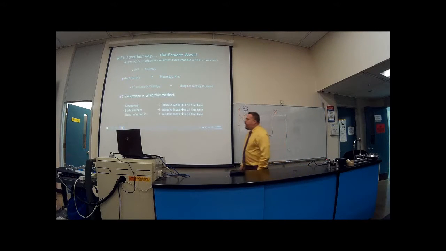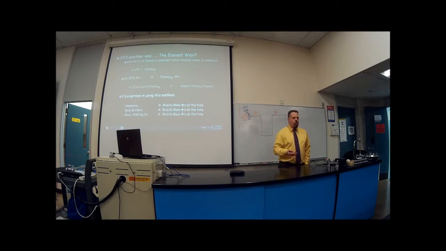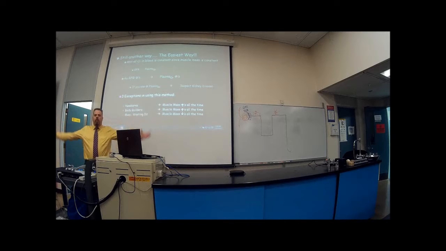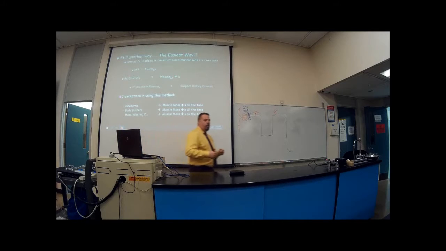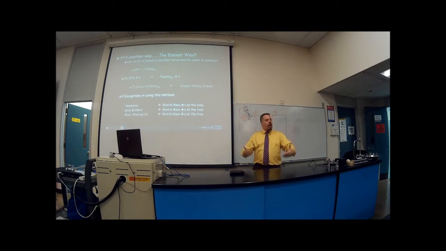Okay? So these are the three exceptions where we can't use this method. These are the people that have a continuous change in muscle mass. So you can't use creatinine. This is only good if creatinine is going to be fairly the same year to year. People who are newborns, because their muscle mass every year is growing and growing and growing. Bodybuilders, Arnold Schwarzenegger, they're building more muscle mass, so they're going to produce a lot more creatinine. That's not going to be a good judge to see what their kidneys are doing.